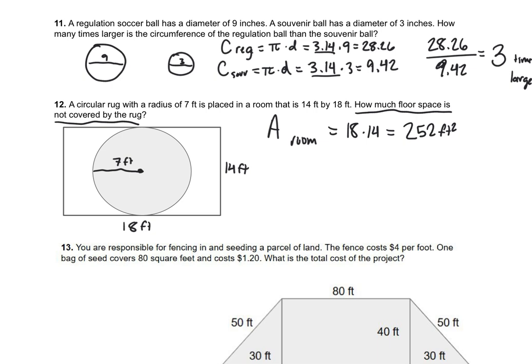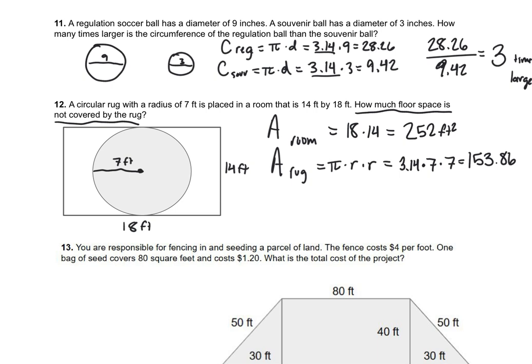The area of my rug we're going to get by doing pi times r, which is 3.14, times 7. 7 is my radius, so I'm good there. And when we do that, 7 times 3.14, I get 153.86.